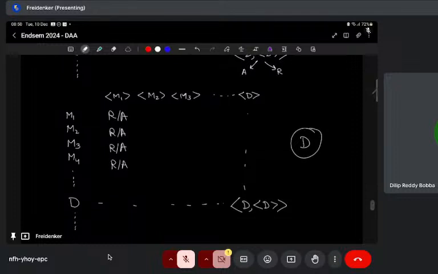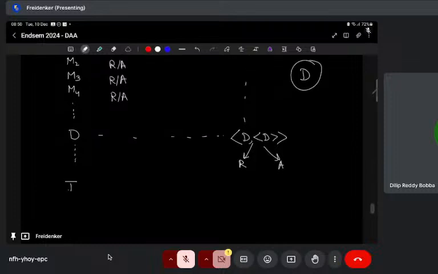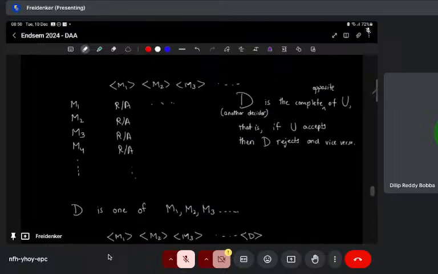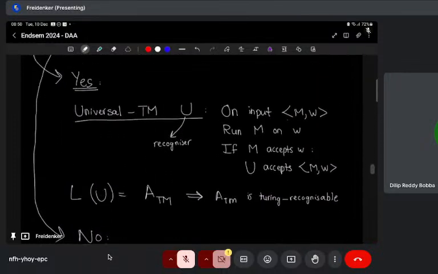And D is defined in such a way that if U accepts, then D is going to reject. If U rejects, D is going to accept. So we'll look at both cases. Let's see if U accepts D comma description of D. What does it mean? When is U going to accept this one? U is going to accept a tuple only when the string is accepted by the machine, right? So W must be accepted by M. If that happens, then only U accepts.